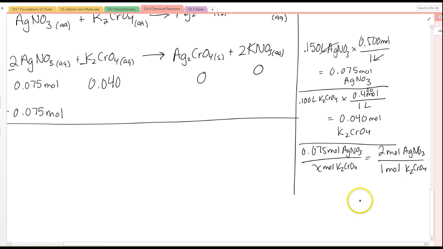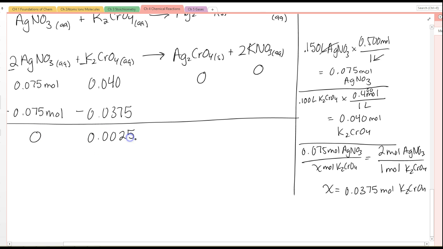If I use up all of my silver nitrate, that means I will have used up 0.0375 moles of potassium chromate. When I put that here, I find that I have 0 of the silver nitrate left, 0.0025 moles of the potassium chromate left, and that tells me that silver nitrate is my limiting reactant because I have an excess of potassium chromate in this case. If for some reason you had started with the potassium chromate and found that you didn't have enough silver nitrate, you'd have to go back and redo that calculation based on the potassium chromate numbers.